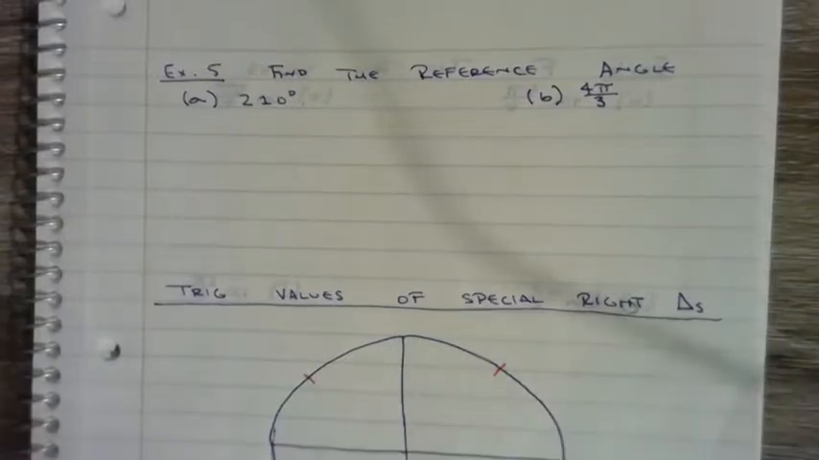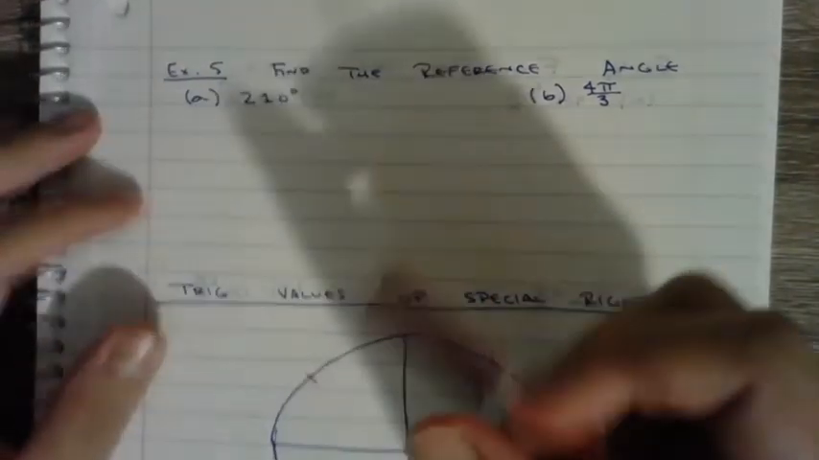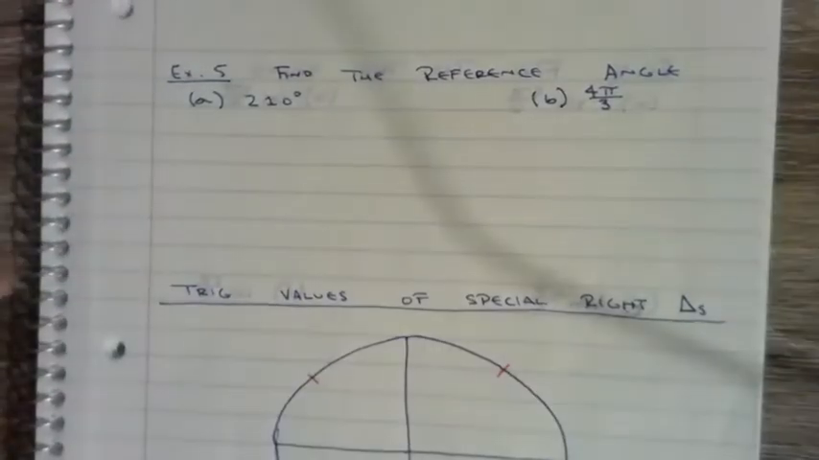Alright, go ahead and write down example number 5. Find the reference angle of these two and then we'll continue from there. Okay, so first they want us to find the reference angle of 210. So here's what I'm going to do. I'm going to draw my angle right here. So again, we're looking at degrees. This is 0 degrees, this is 90 degrees, this is 180 degrees, and this is 270.